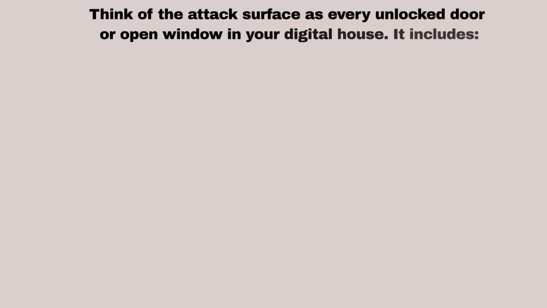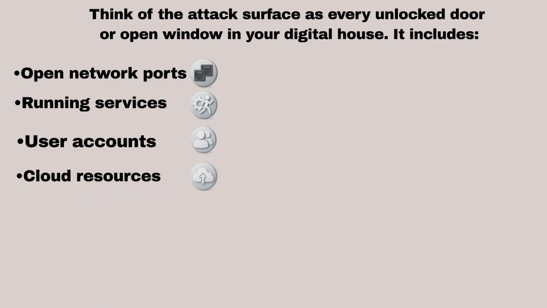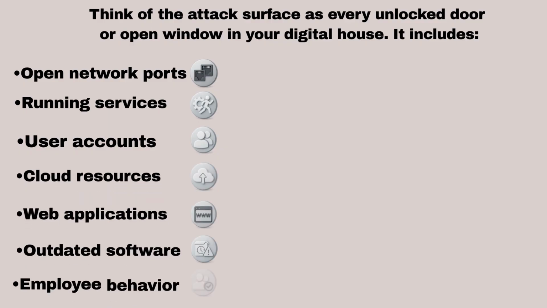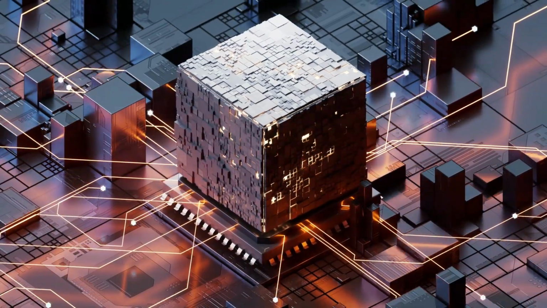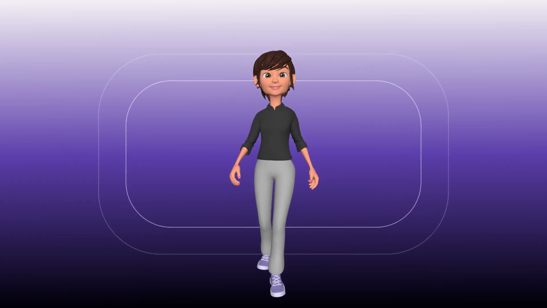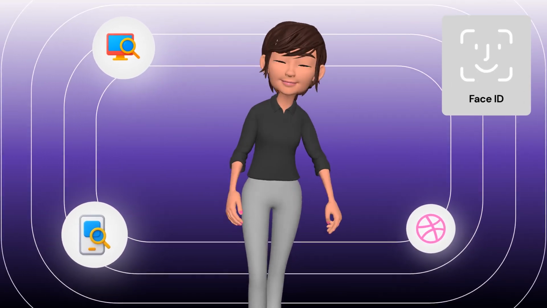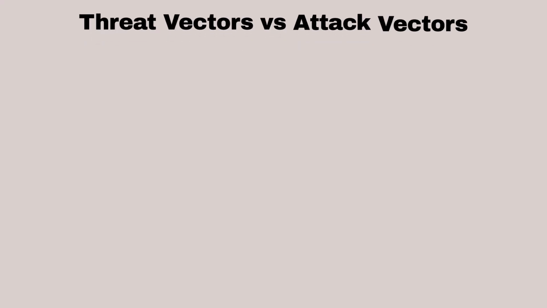Think of the attack surface as every unlocked door or open window in your digital house. It includes open network ports, running services, user accounts, cloud resources, web applications, outdated software, employee behavior. The smaller the surface, the fewer ways an attacker has to get in. You can analyze the attack surface across your entire organization or focus in on just one system, app, or identity. Now let's clear up a couple terms.